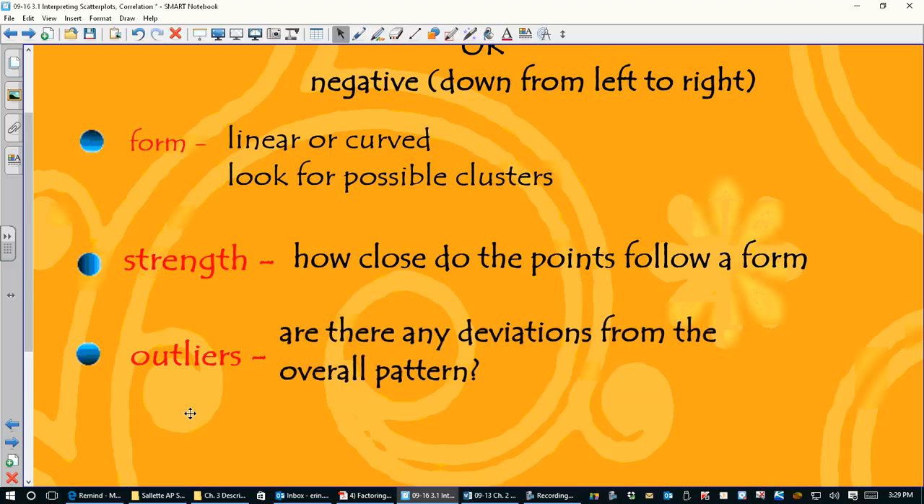Outliers: are there any deviations from the overall pattern? There could be a great scatter plot that you have that appears to follow a linear pattern. However, there are a couple of exceptions to that rule. Well, those would be what we consider to be our outliers, the deviations from that pattern.